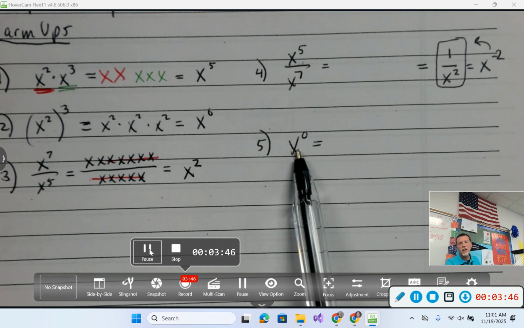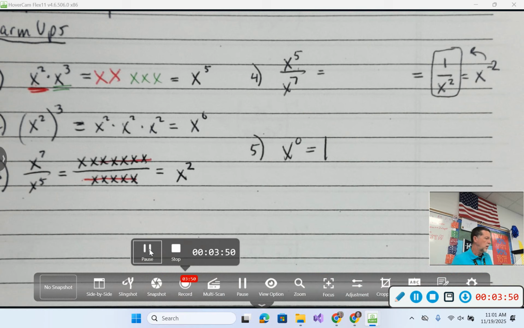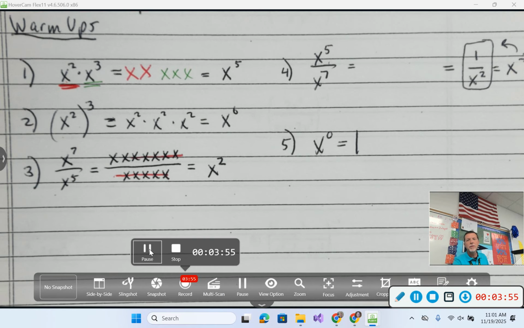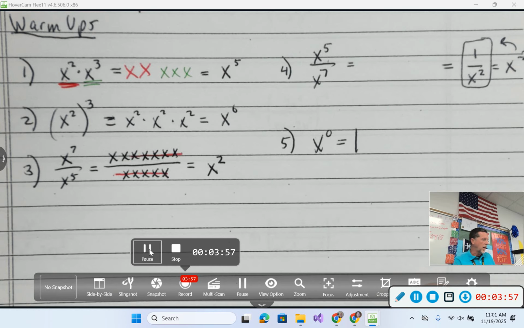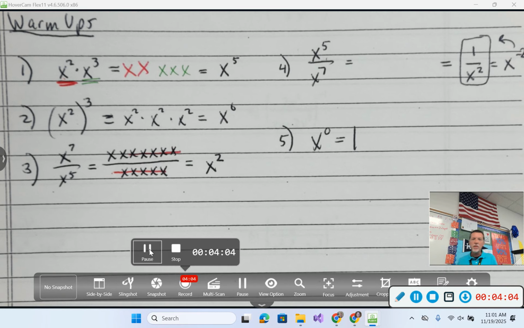And then this one you just have to know. What's x to the 0? 1. Some of you missed some. But there's more to come today. That's it in terms of concepts. But we're going to start piling these things together.